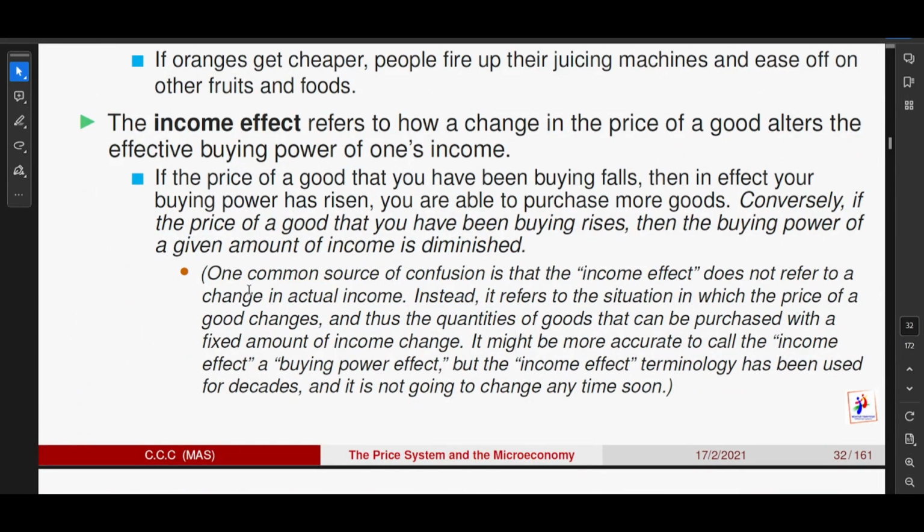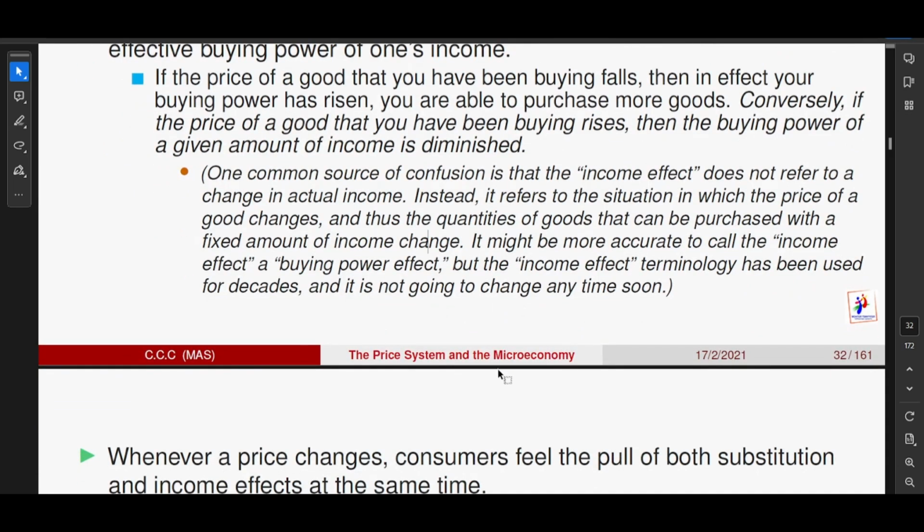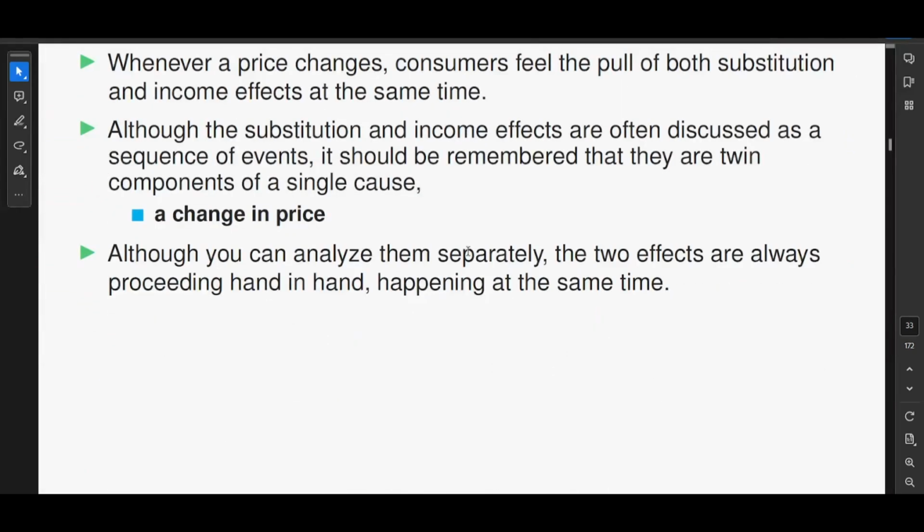Instead it refers to a situation where the price of a good changes, thus the quantities of the good that can be purchased with a fixed amount of income change. It might be more accurate to call income effect a buying power effect, right? So your purchasing power is changing. But the income effect terminology has been used for decades and it's not going to change anytime soon.